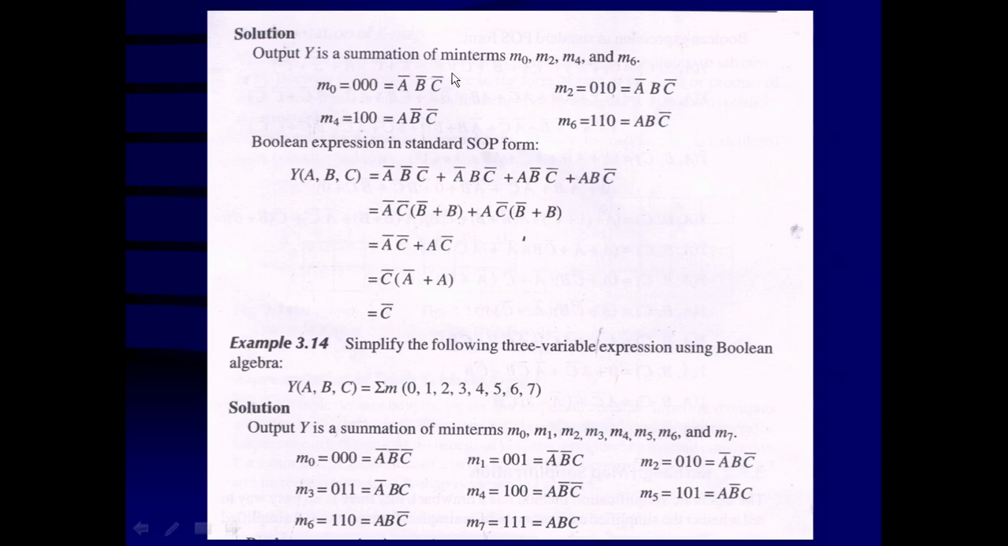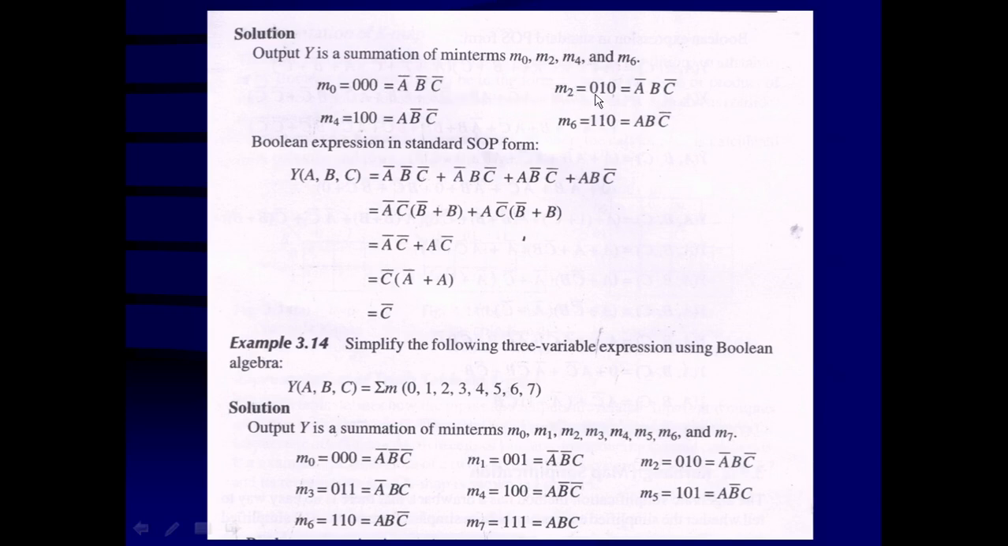The output Y is a summation of the min terms M0, M2, M4 and M6. M0 is equal to 0, 0, 0. Corresponding to that, the min term is going to be A bar, B bar, C bar. Again and again I am repeating, for the sum of product method, when there are min terms, for each 0, you have to consider that the variable is going to be complemented. And for each 1, you have to consider that the variable has to be uncomplemented. That way, you can obtain this kind of min term for the sum of product equation.